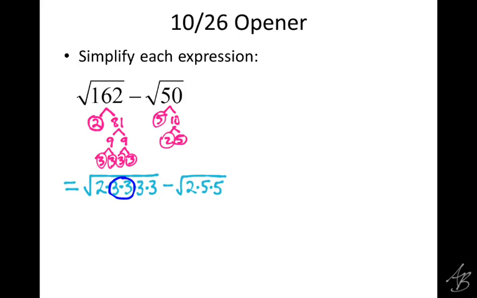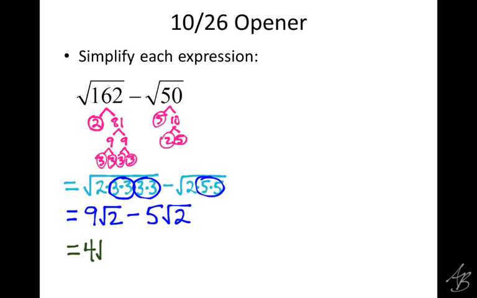Circle pairs, so we got a pair of 3s, and a pair of 5s, and those pairs are going to go on the outside. So the first one is? 9 square root of 2. And the second one? 5 square root of 2. Okay, and also don't forget to bring down that minus sign from step to step also. Are these like terms? Yes, so we can combine them, right? What is 9 square root of 2 minus 5 square root of 2? 4 square root of 2. Good, so we just subtract the coefficients, leave the radicand the same.